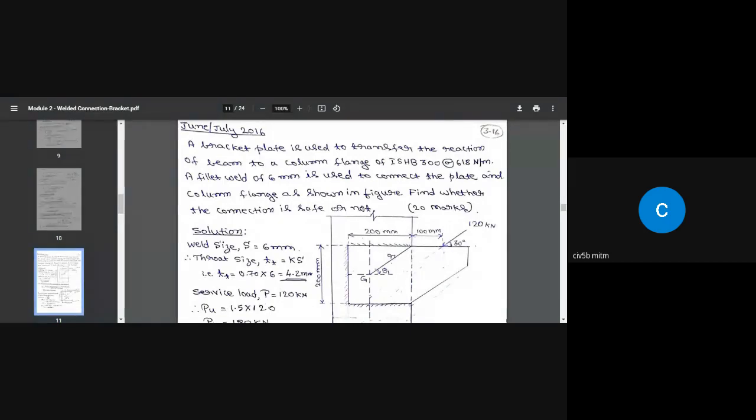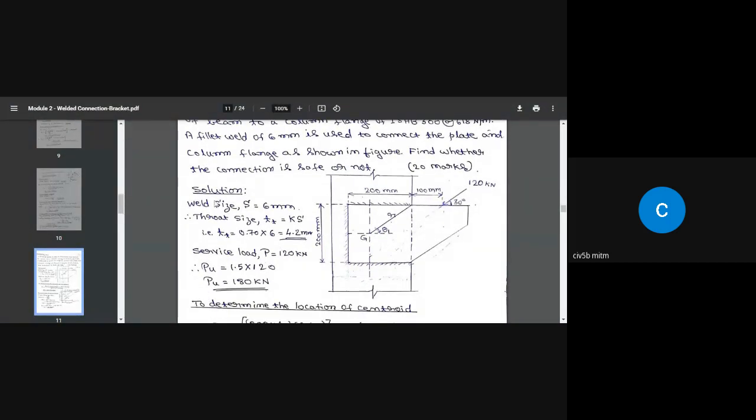Again, how do we find out whether the connection is safe or not? We are going to take out the area of the weld which is subjected to maximum shear stress, and we are going to compare that value with the design shear strength of the weld. Okay, when that value is less than FWD, then we can say the joint is safe. So there is a beam coming on this bracket, and that beam is transferring a load of 120 kilonewton at an angle of 30 degree with respect to the horizontal. This is not vertical, remember.